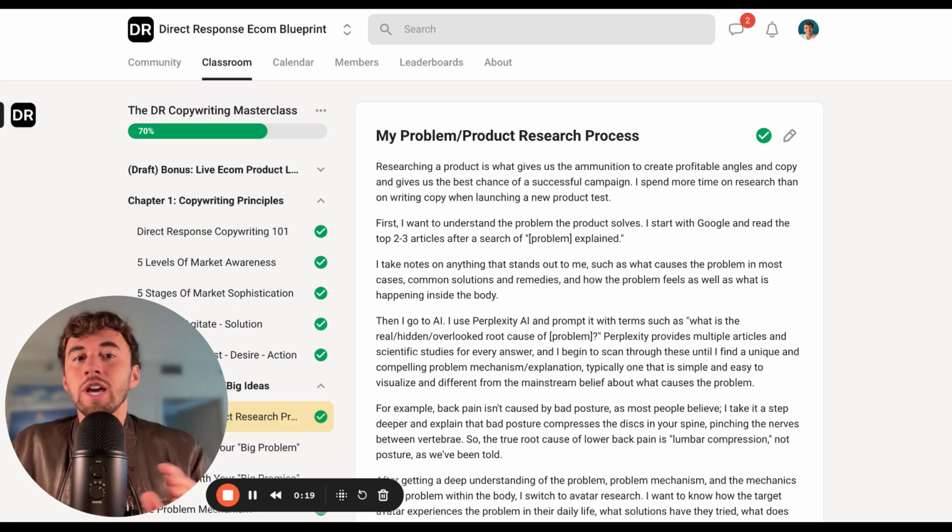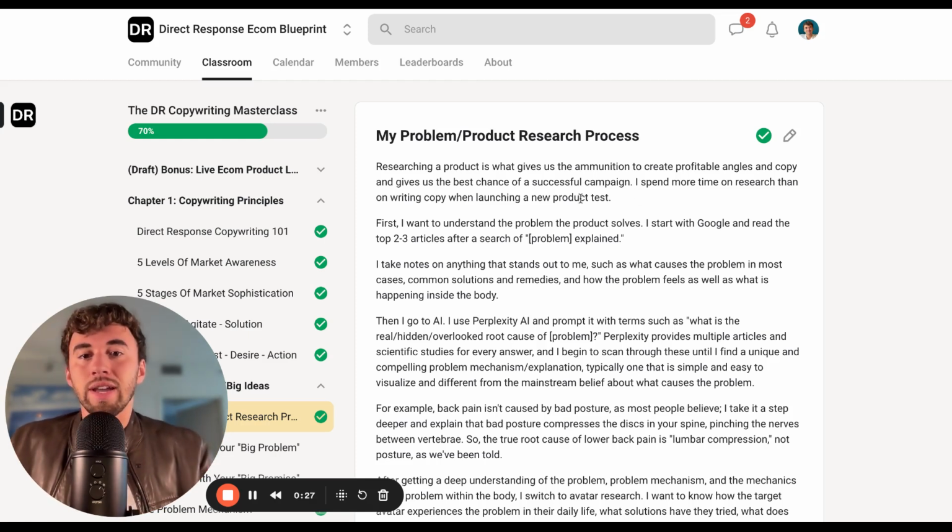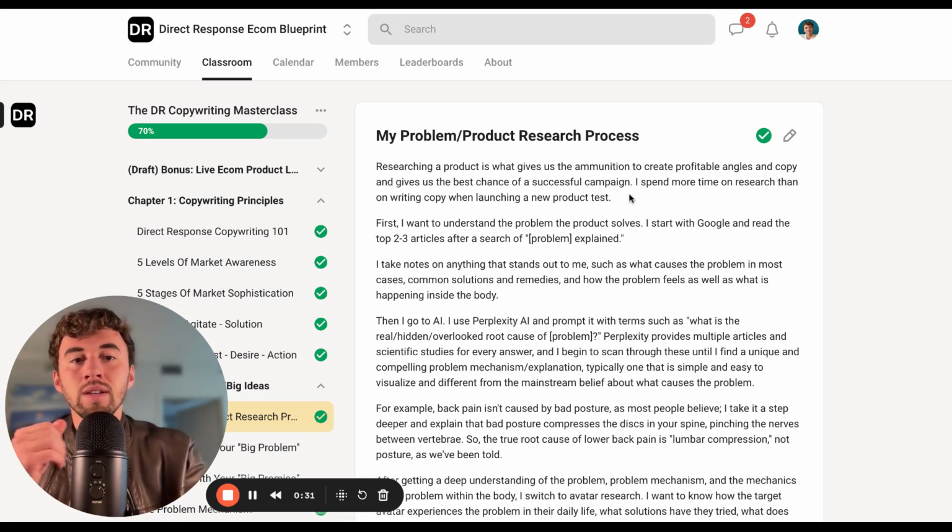We don't want to just go after the general problem, although sometimes we do, but oftentimes we want to go after specific pieces of the market. And it gives us the best chance of a successful campaign. The more in-depth your research is, the more relevant it is, the better off you'll be.